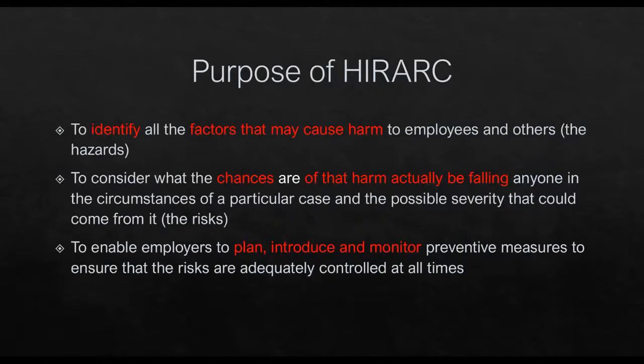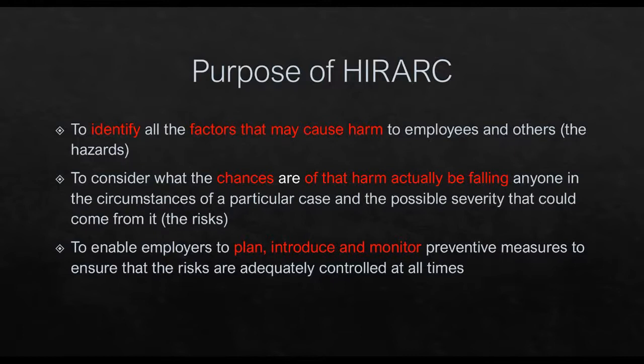So now we take a look at the first safety analysis, which is HIRARC: hazard identification, risk assessment, and risk control. What is the purpose of HIRARC? The keyword is to identify. Identify all the factors that may cause harm to employees and others. Others means the environment, the properties, or any combination of those. So the main keyword is to identify the factors or the possibilities that may cause harm.